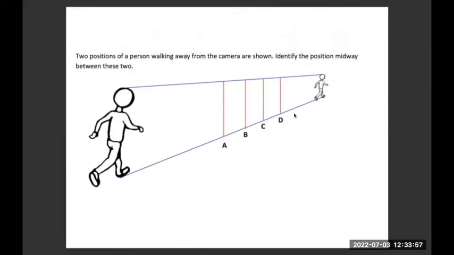There are two positions of a person which are shown at the two extreme ends. You have to find what is the midway between these two persons, which is the middle point between these two people, and they are walking in perspective, if you can see.